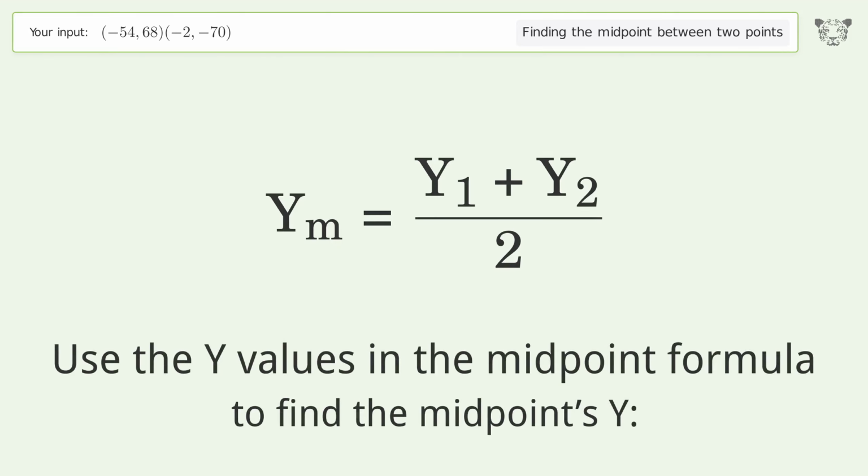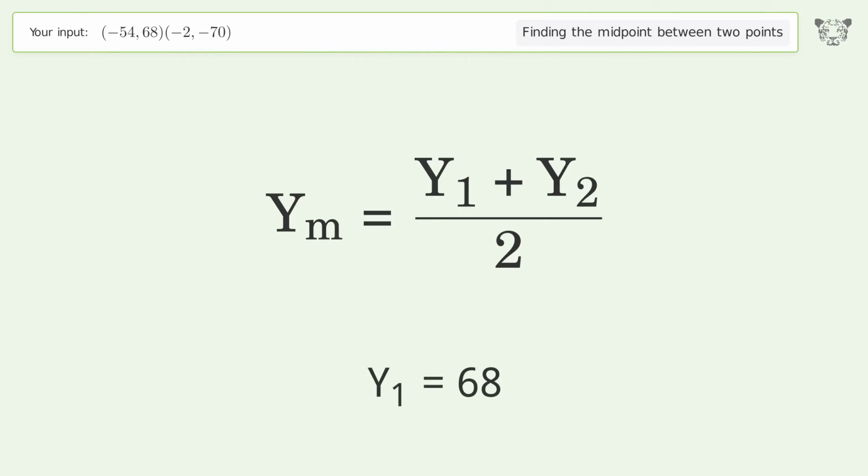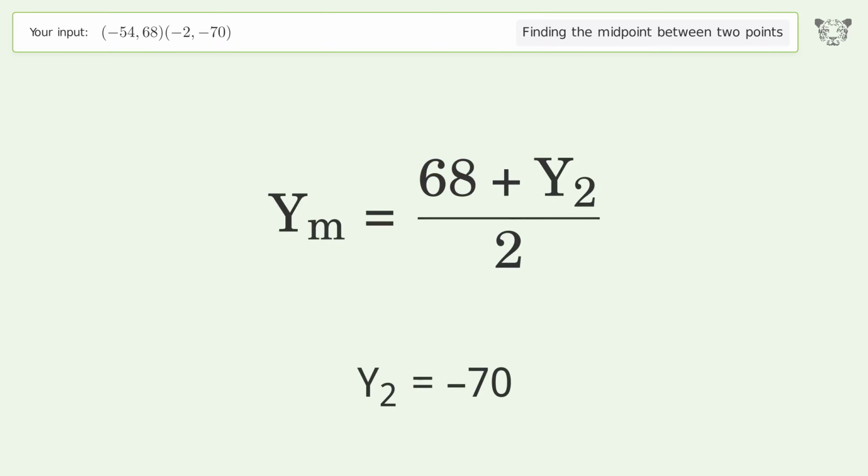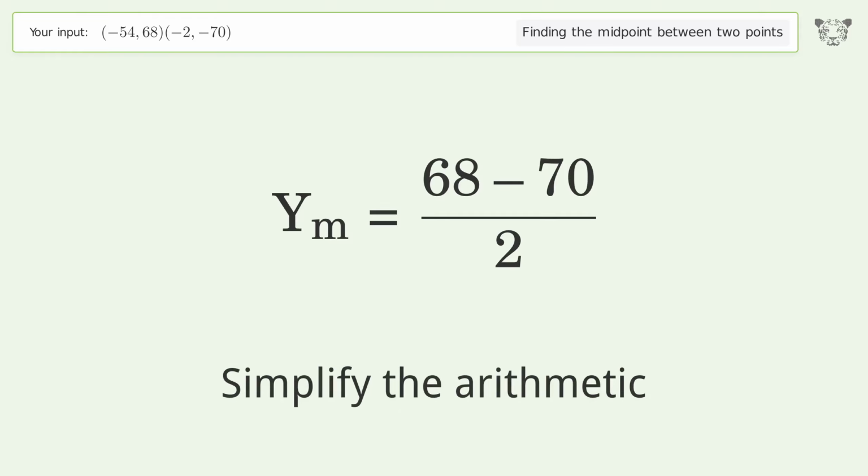Use the y values in the midpoint formula to find the midpoints. y1 equals 68, y2 equals -70. Simplify the arithmetic.